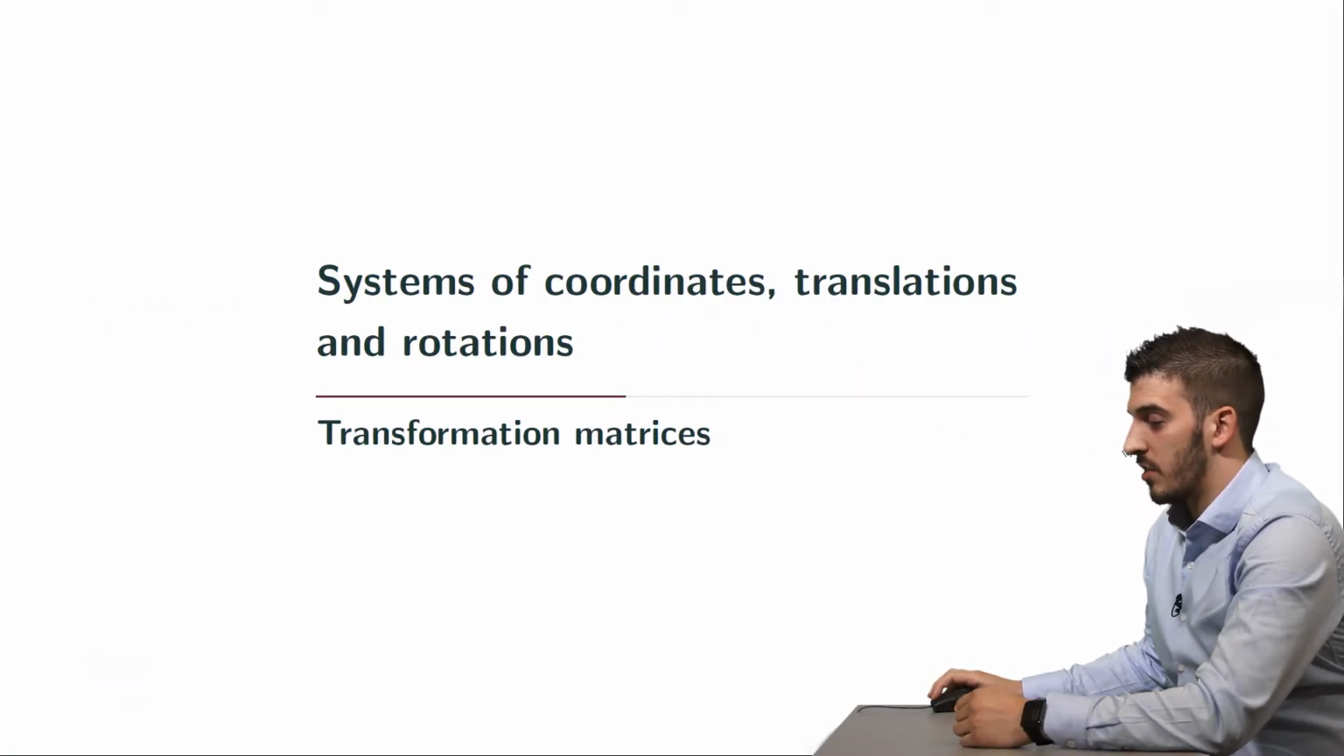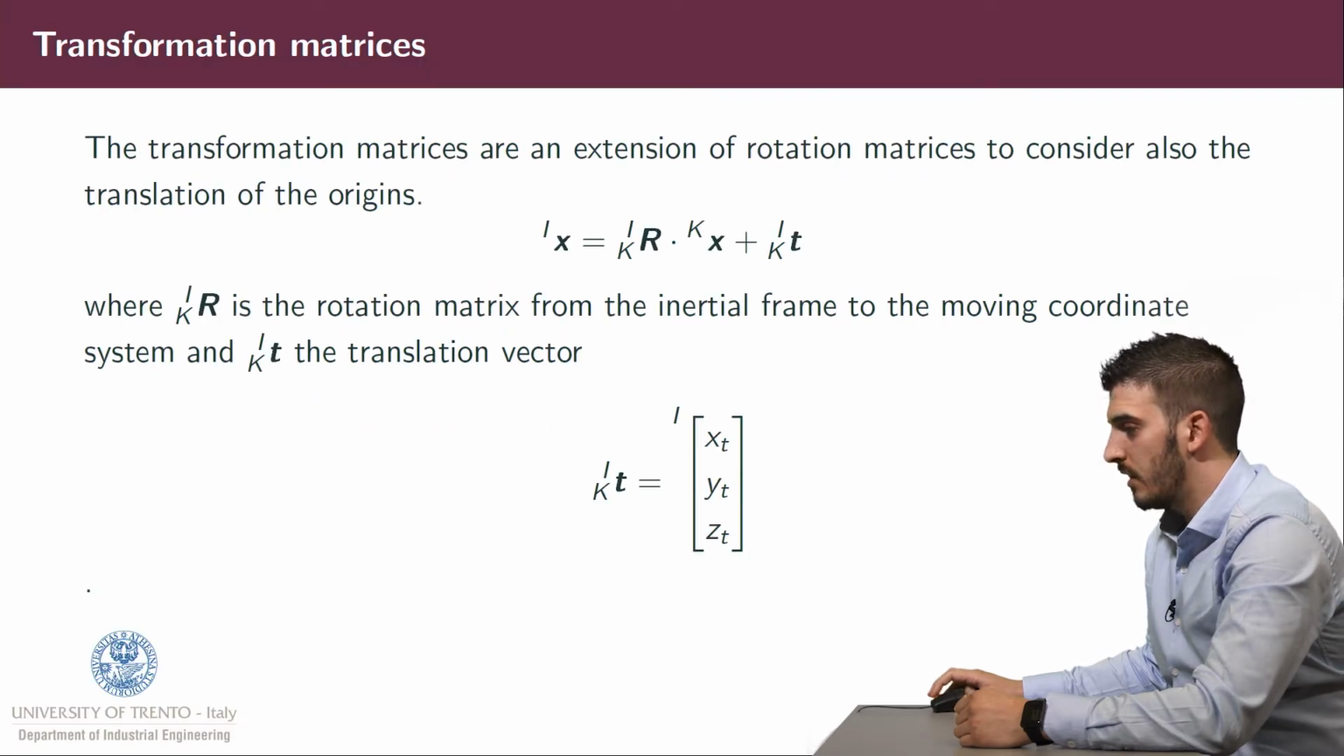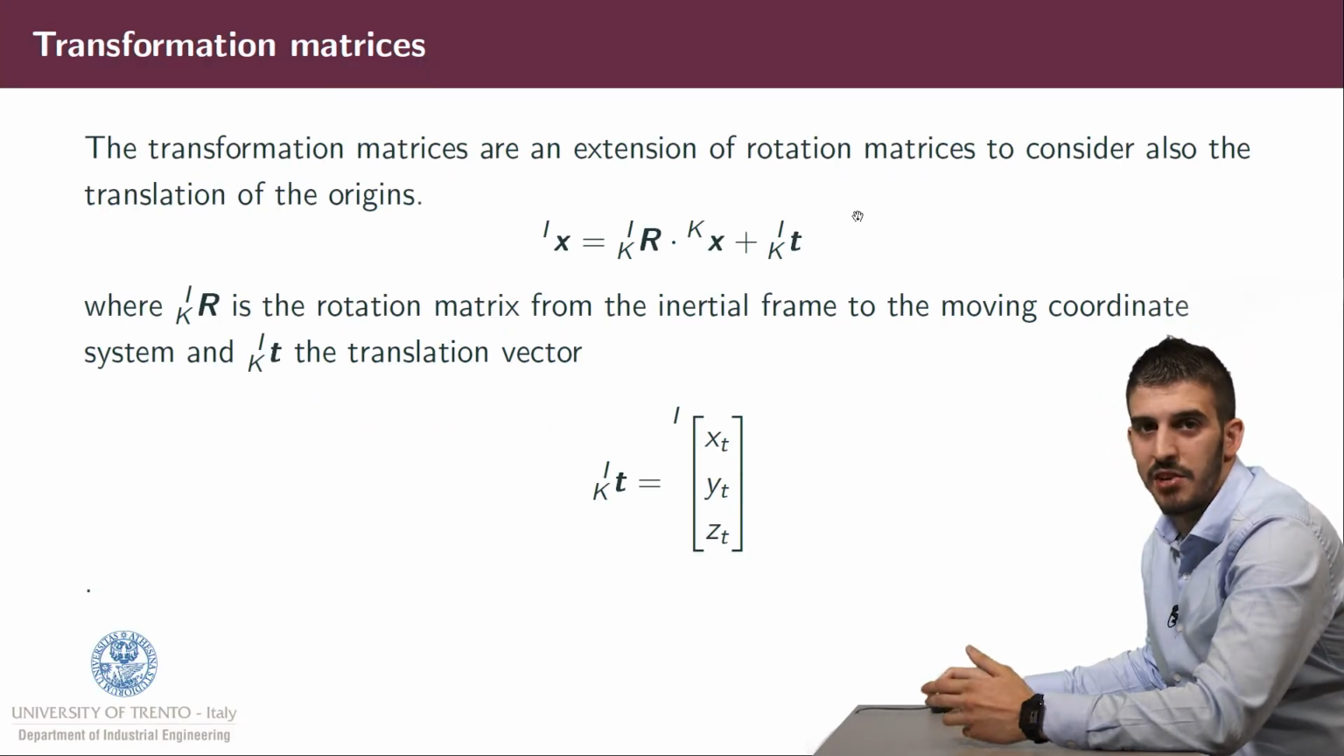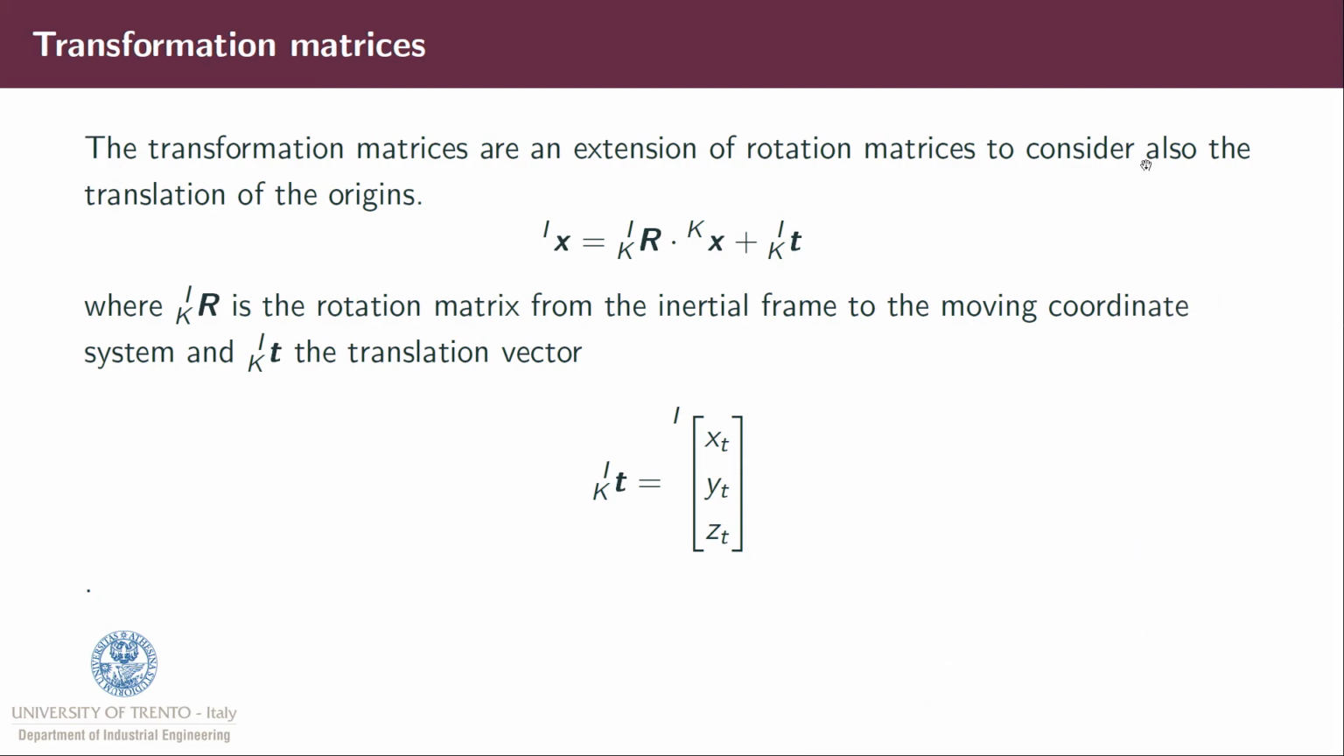Now we define transformation matrices. Transformation matrices are an extension of rotation matrices to consider also the translation of the two origins. So we have that a vector x expressed in the i reference frame is equal to the rotation matrix from k to i times x expressed in the k reference frame plus the translation between the k reference frame and the i reference frame.